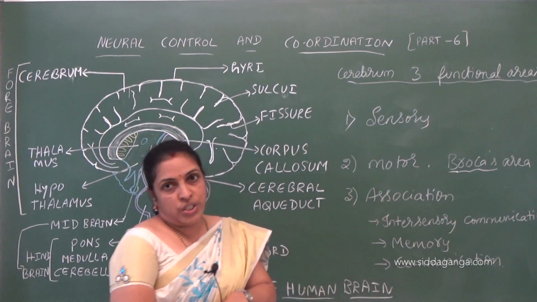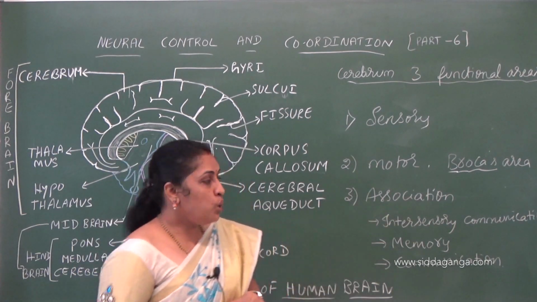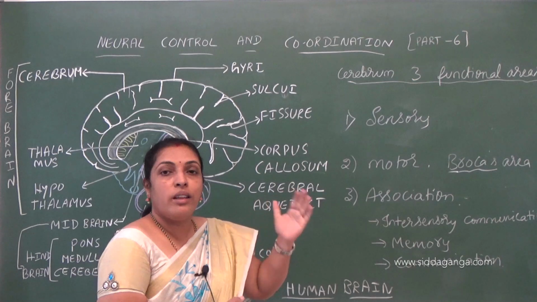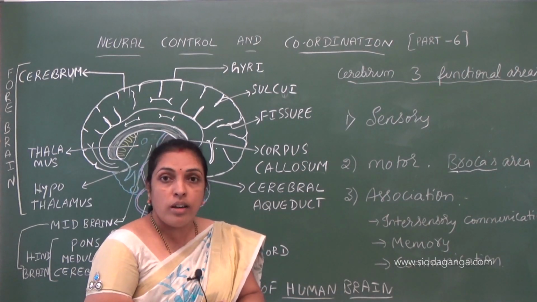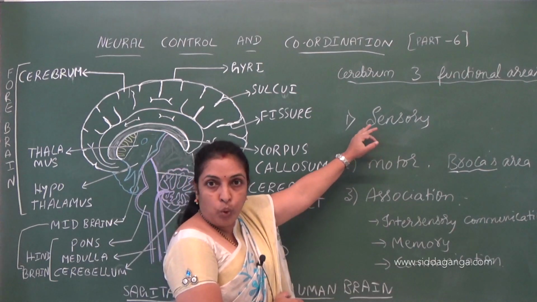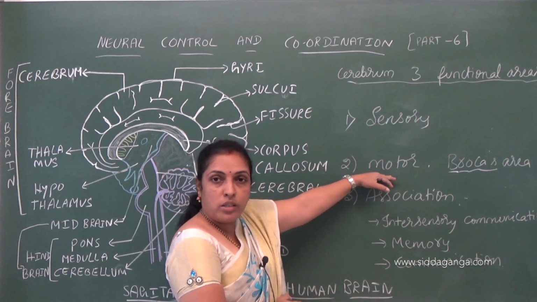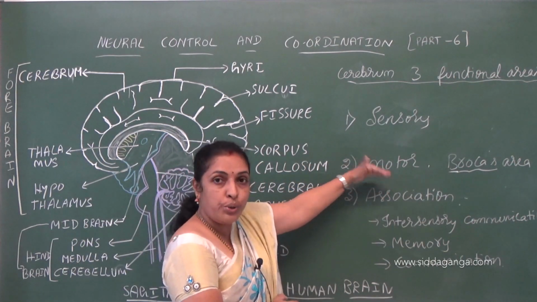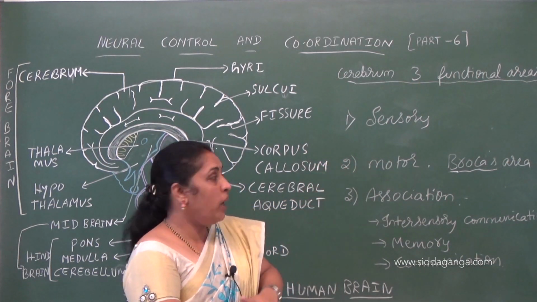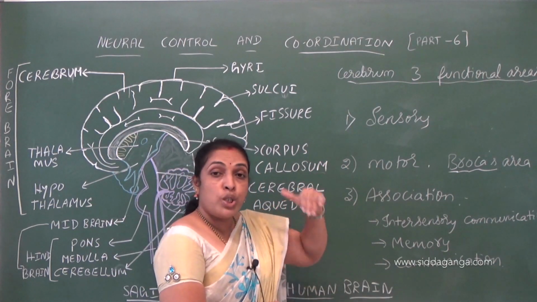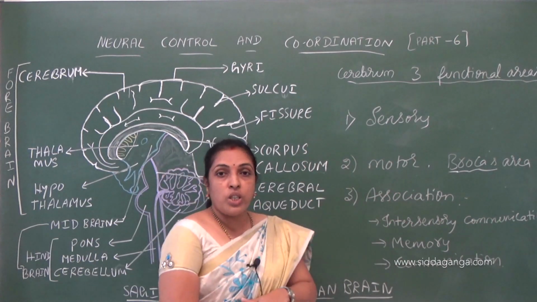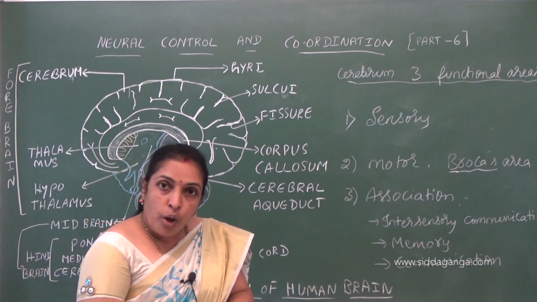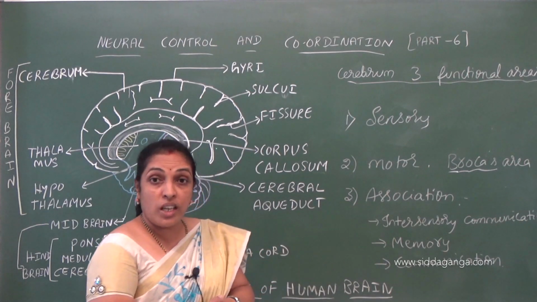Coming to association areas, association means a mix. Here the nerves are not able to differentiate clearly whether they are sensory nerves or motor nerves. Sensory means they are purely sensory nerves. Motor means they are purely motor in nature. Motor nerves carry information away from the brain, and sensory nerves carry information towards the brain. But in association areas, the nerves cannot be differentiated into sensory or motor. Those areas are called association areas.